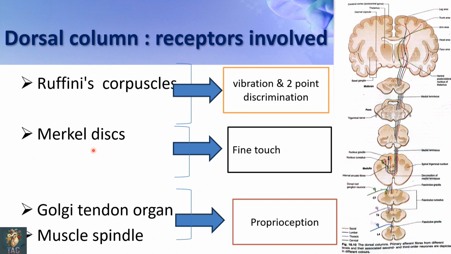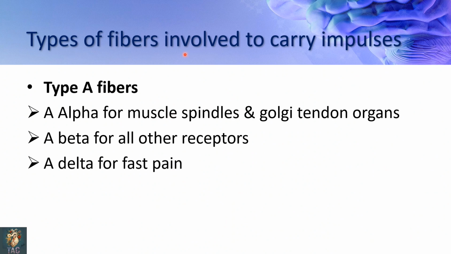The Merkel's discs carry the sensation of fine touch, and then very important, the Golgi tendon organ and the muscle spindle fibers, both the extrafusal and the intrafusal, and these carry the impulses of proprioception. So these are the different receptors which are present in different areas and carrying the different sensations to the dorsal column, to the dorsal root ganglia, where the cell body of the first order neuron is located. Now let us know about the different types of fibers which are involved in carrying impulses from these receptors.